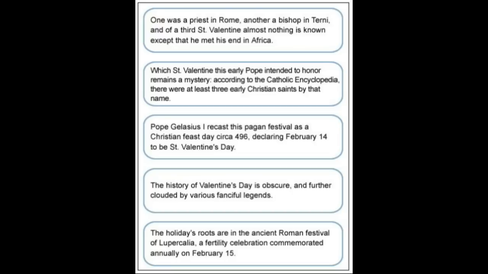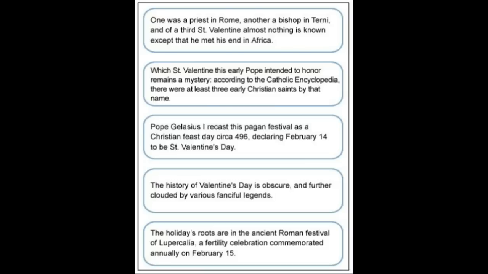The first one says, one was a priest in Rome, another a bishop in Tournai, and then it goes on. So it gives examples of some saints all of a sudden. So this cannot be the introduction, because what is the purpose of giving examples of saints? Then the second one says, which Saint Valentine this early pope intended to. So the moment you read this early pope, you discard this option, because this early pope means there has to be a mention of a pope before this paragraph. Then you find the word pope in the third paragraph, which says Pope Gelasius first recast this pagan festival.